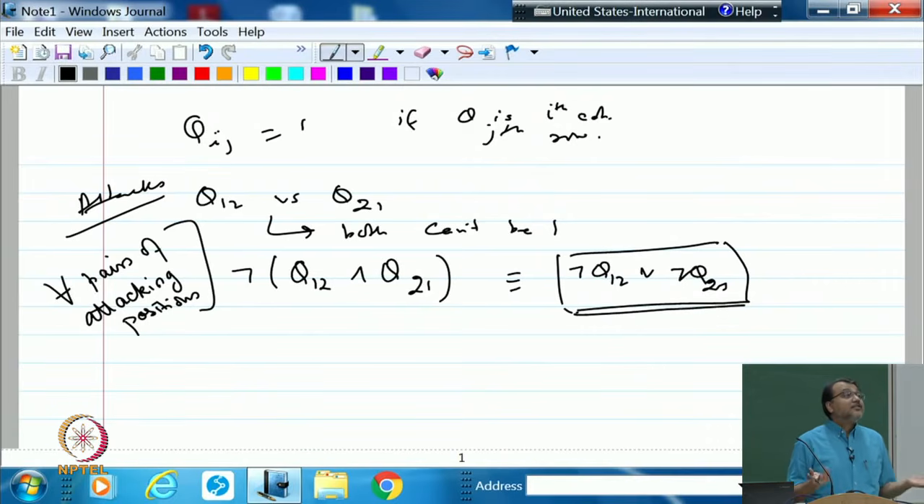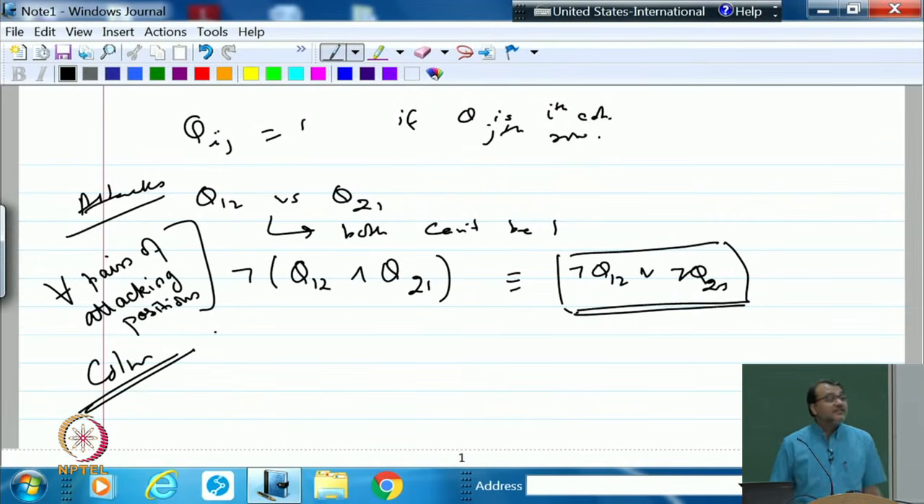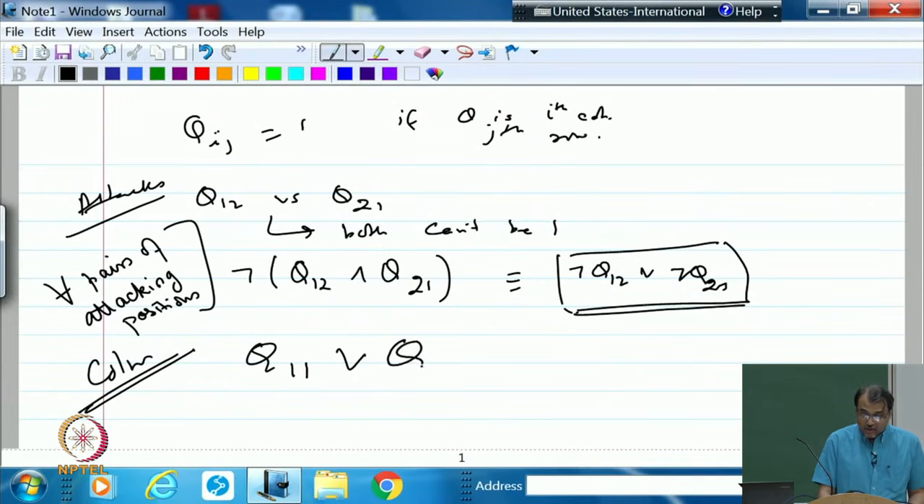All of the rows should be 1, or all of the columns should be 1. So for example, I want to say that there should be at least 1 queen in the column. So how can I say it? First column, either Q11 should be true, or Q12 should be true, or Q13 should be true, or Q18 should be true.